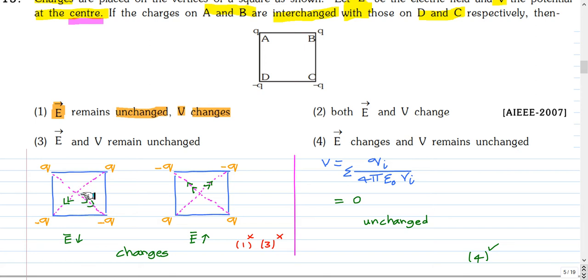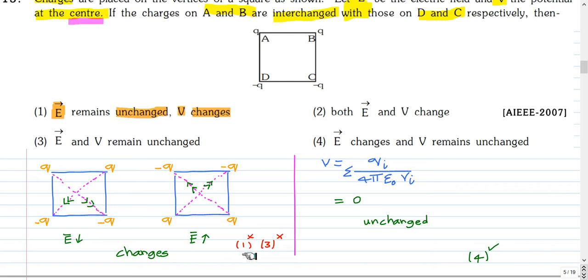The horizontal components, the right and the left, will be equal, and they will cancel each other. And when the charges are interchanged, the electric field directions will reverse. So the horizontal components, one towards right and one towards left, will cancel, and the net electric field will be in the upward direction. Electric field is a vector quantity. It has both magnitude and direction. The magnitude is the same, but the direction is changing from downward to upward. So the electric field changes.